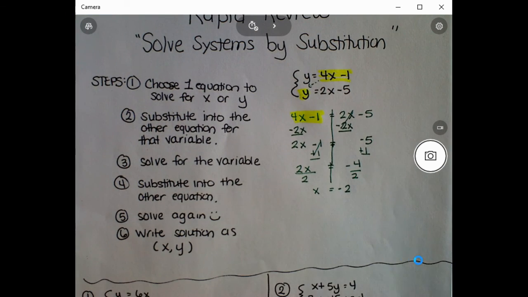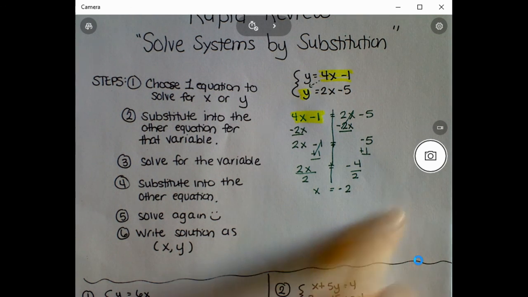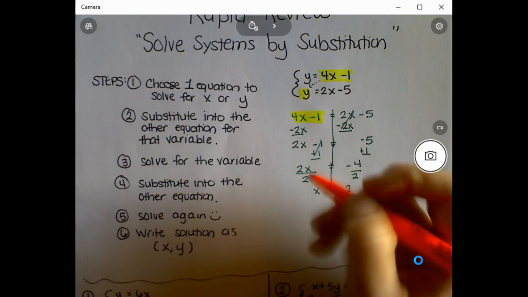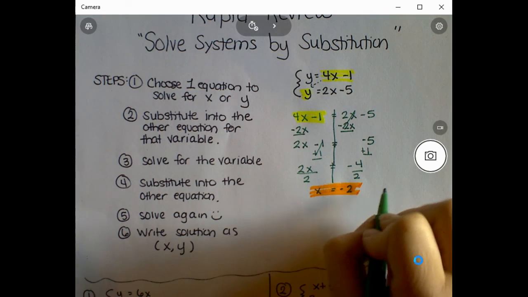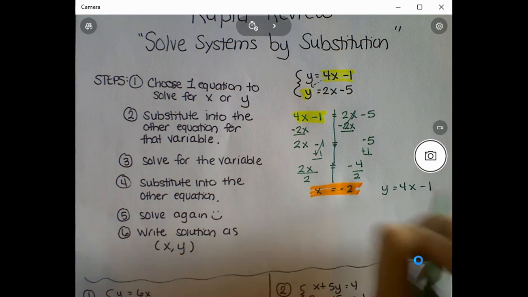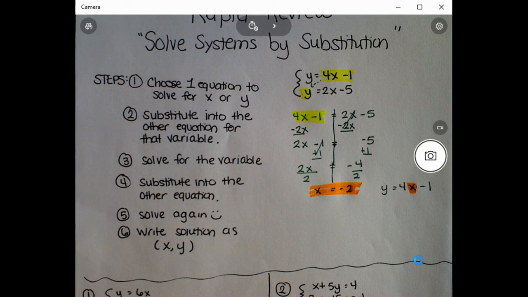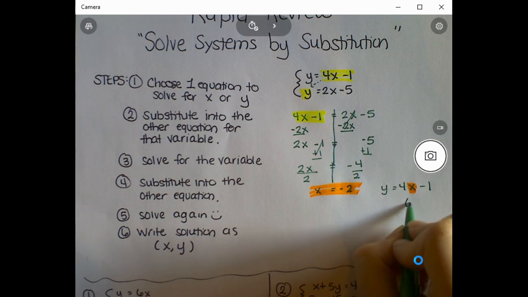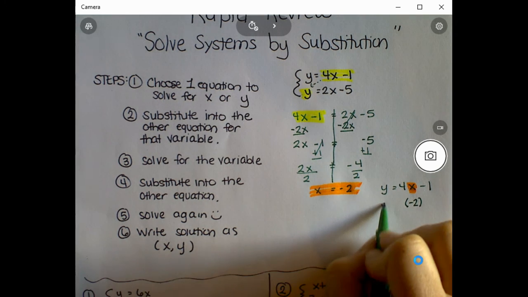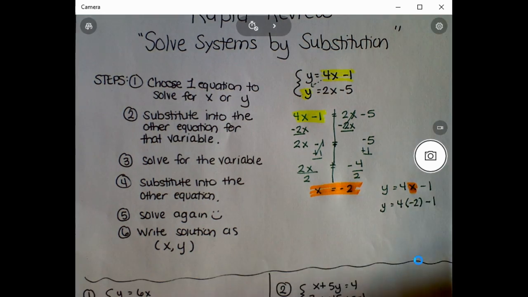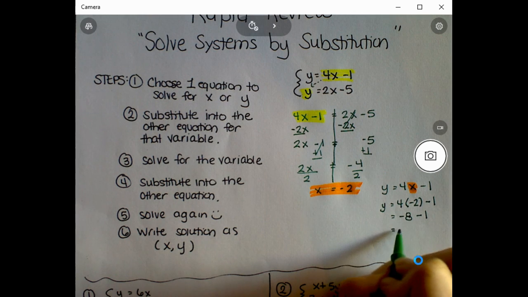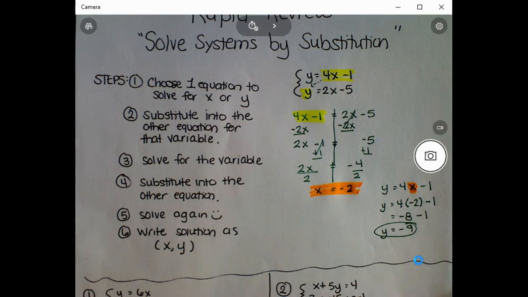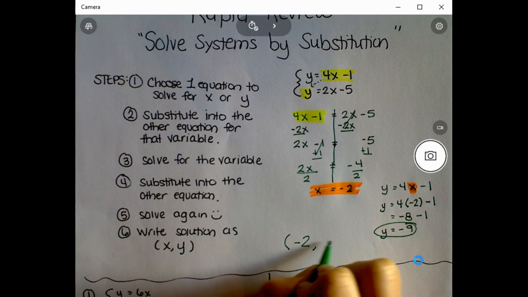We are going to substitute this value for x into one of the original equations for y. So we have x equals negative 2, and one of the original equations was y equals 4x minus 1. So you can see we can substitute negative 2 for x. So y equals 4 times negative 2 minus 1. 4 times negative 2 is negative 8, minus 1, which is negative 9. And then lastly, write the solution as x comma y. So negative 2 comma negative 9.